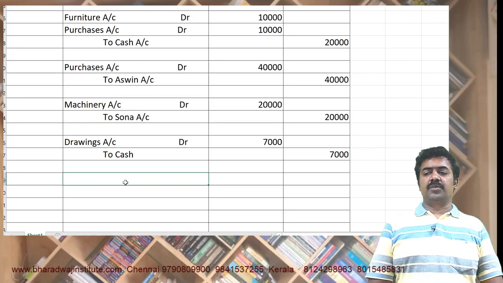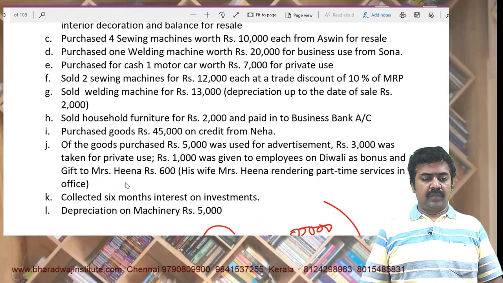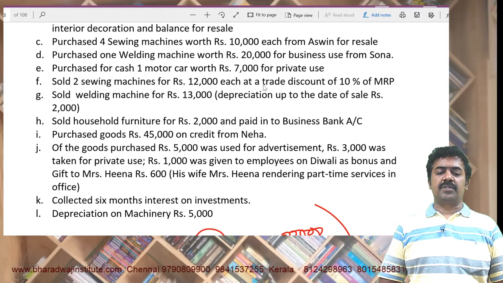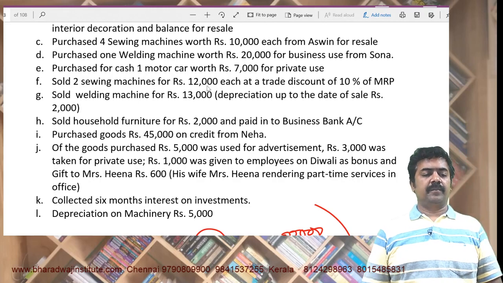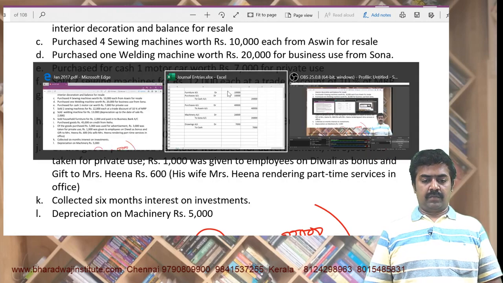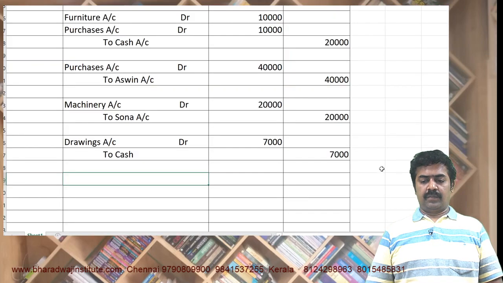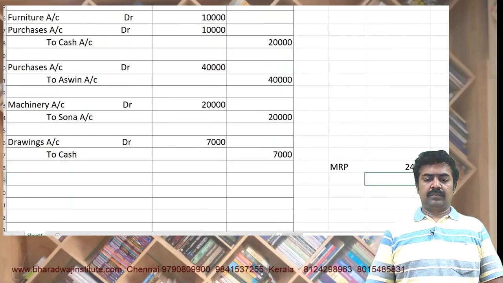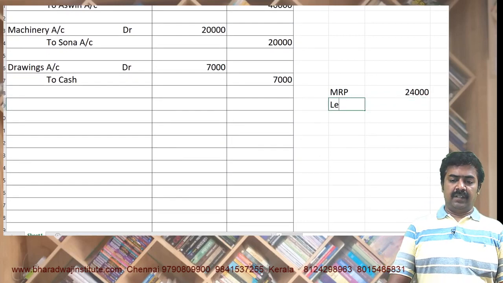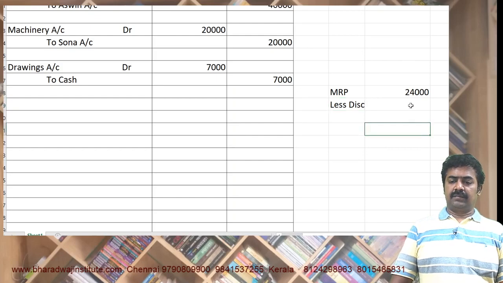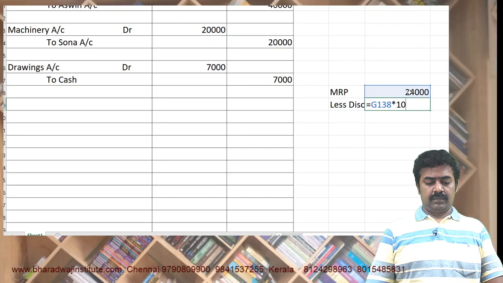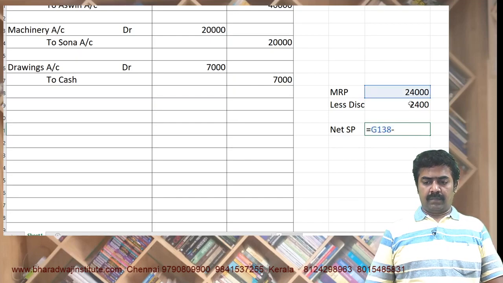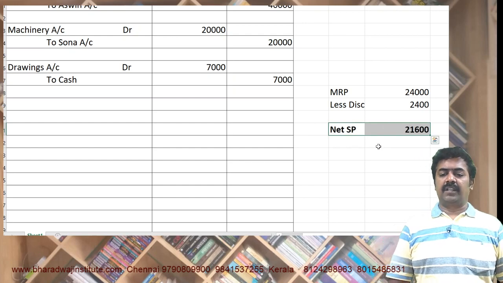Sold one welding machine for 13,000. Sold the welding machine. Look at the next one. Sold two sewing machines for 12,000 each at a trade discount of 10% of MRP. So what is MRP? Assume that 12,000 into 2, 24,000 is MRP, less discount 10%. This is called trade discount. So what is the net selling price? 21,600 is the net selling price.